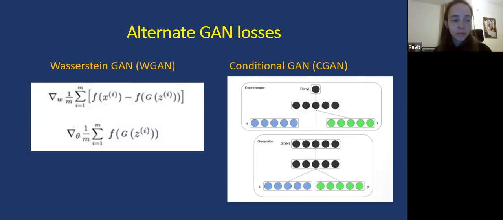I talked about the minimax loss function. There are other loss functions, but I will talk about two because they use them in the publication that I will show you next. One is a Wasserstein GAN, in which the discriminator is replaced by a critic, whose job is to score the realness of the data. And the conditional GAN is a GAN in which the generator generates data with a condition to generate a certain type of data.